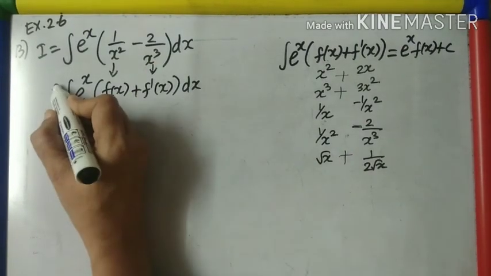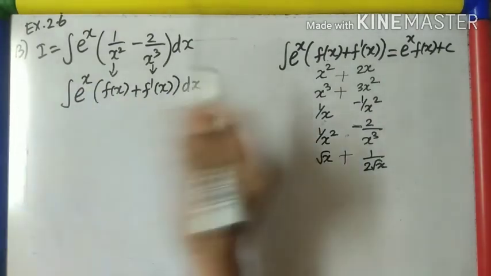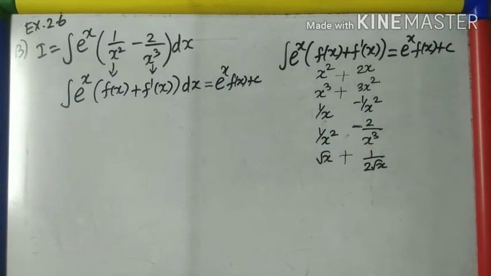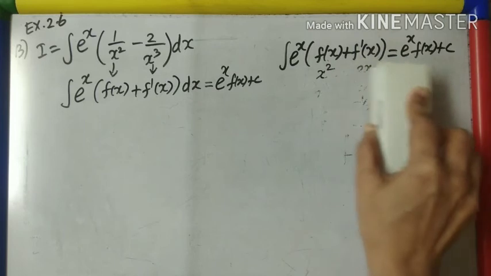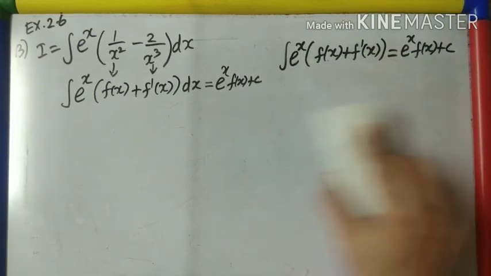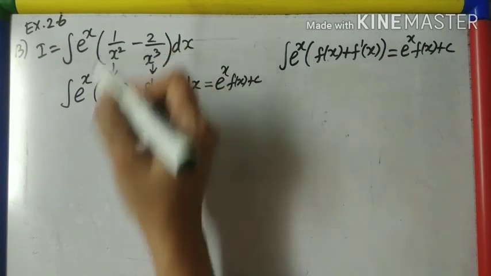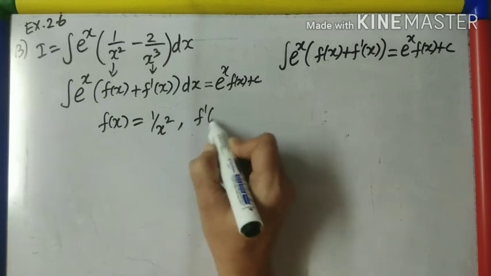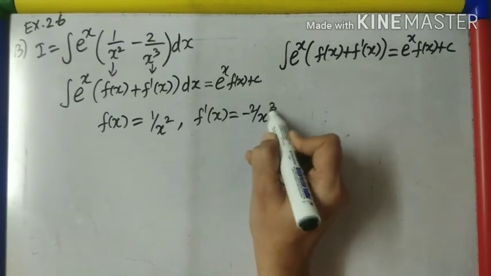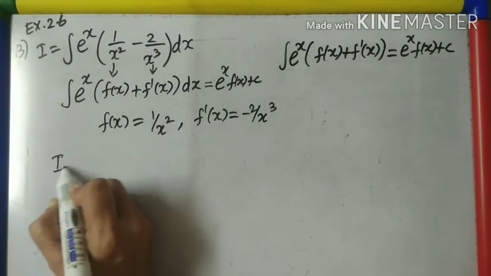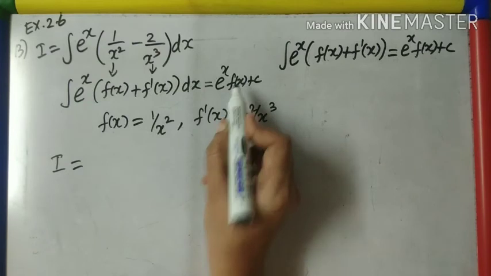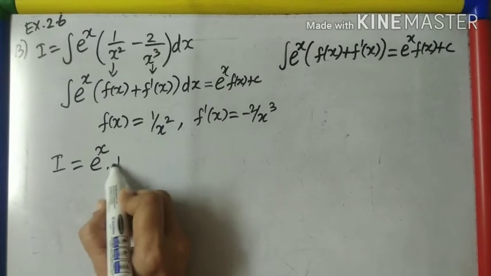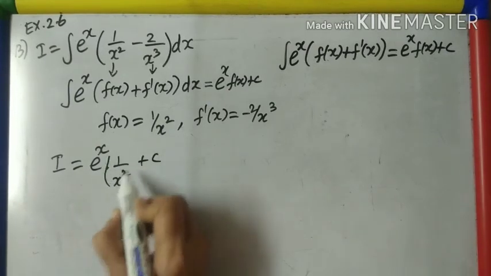If so, what is my answer? Let me write the formula. This is equal to e power x f of x plus c. Now these are all for examples, so please don't write all this. So coming back only to this question, f of x is the first term 1 by x square, f dash of x is minus 2 by x cube, and whenever I have like this, my answer is e power x f of x. E power x f of x is e power x into 1 by x square plus c. That is the answer.